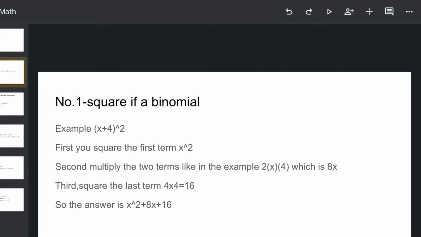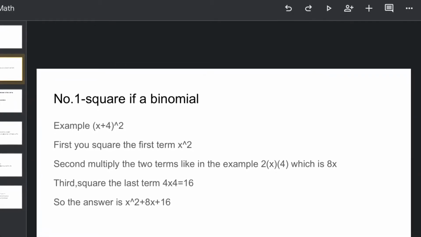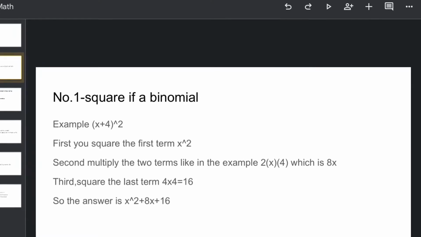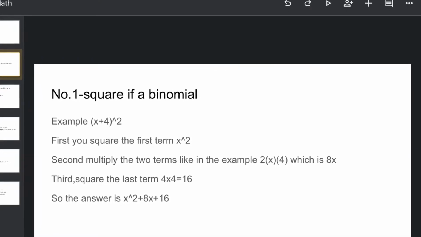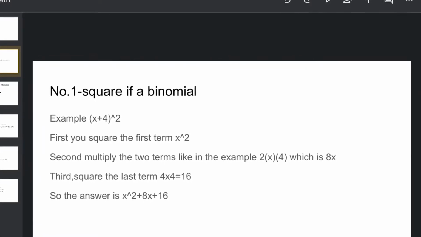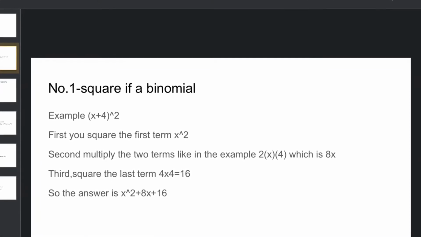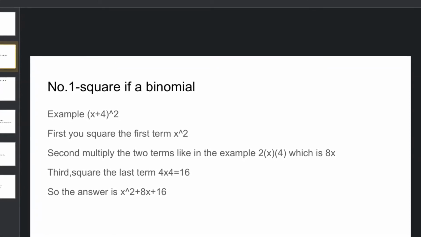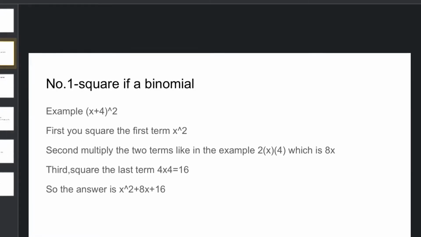So what you do first is you square the first term, x squared, then you multiply the two terms, for example, 2x by 4, which becomes 8x. Third, and the last one, square the last term, 4 times 4, which becomes 16. So the answer you finally get is x squared plus 8x plus 16.